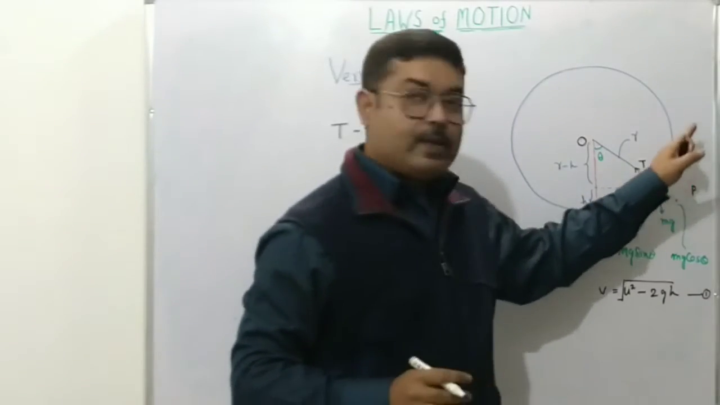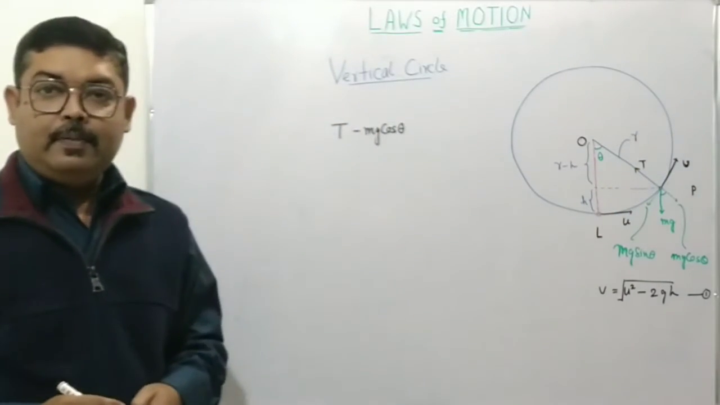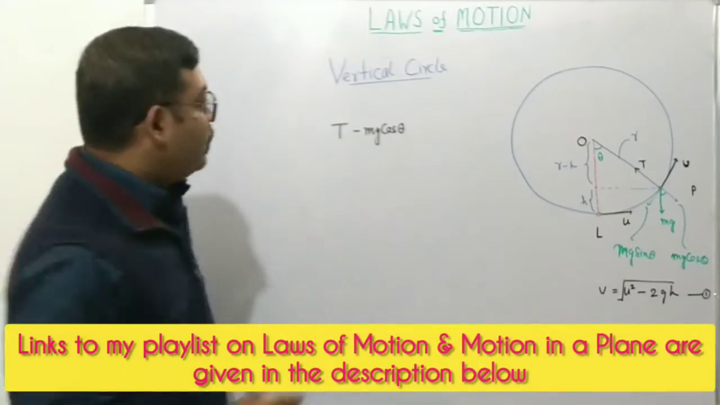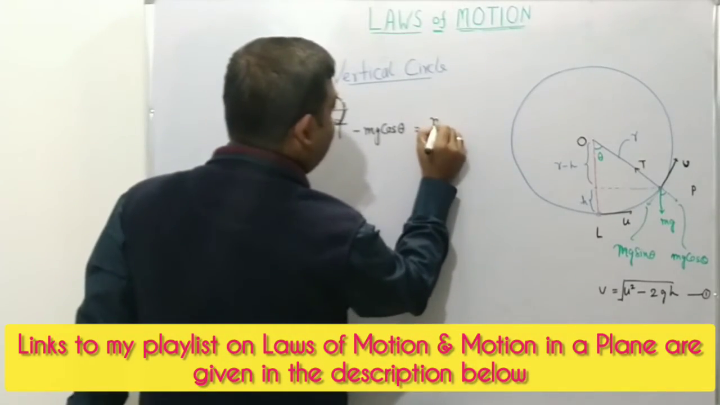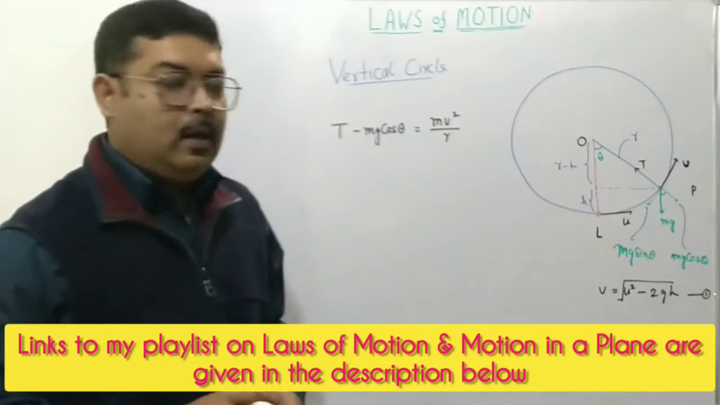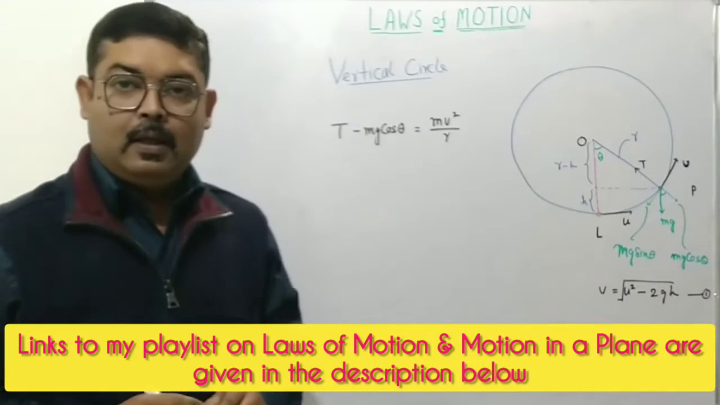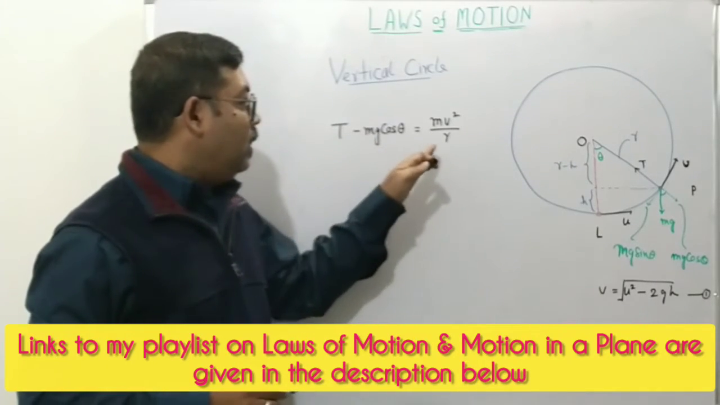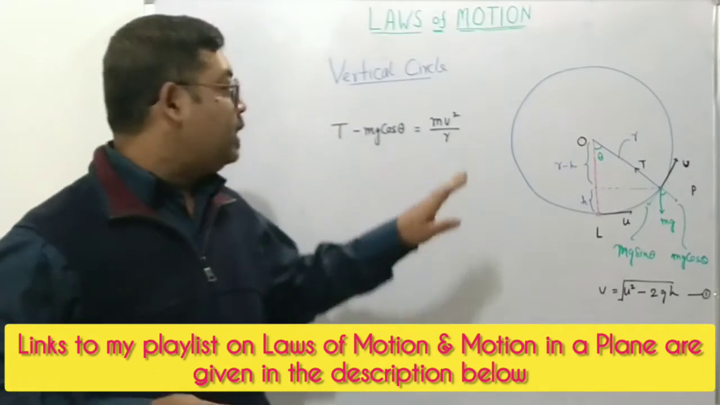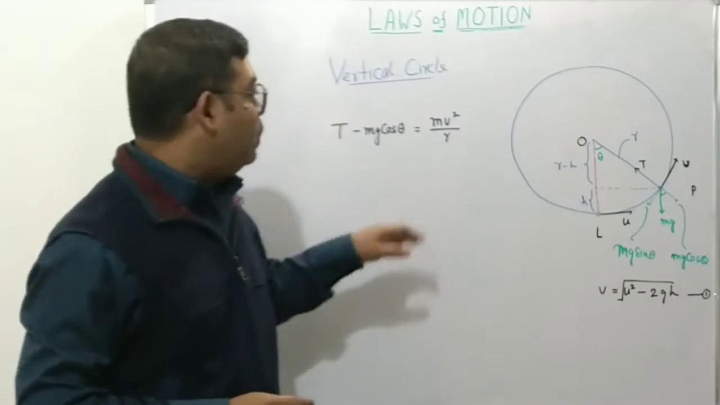but since it is traversing a circular path, this net force is providing us the centripetal force required to keep the object moving. So this must be equal to m v squared by r, because centripetal force is given by mv squared by r. If you want to see the explanation, then you may please refer to my video on centripetal and centrifugal forces. The link is given in the description below.